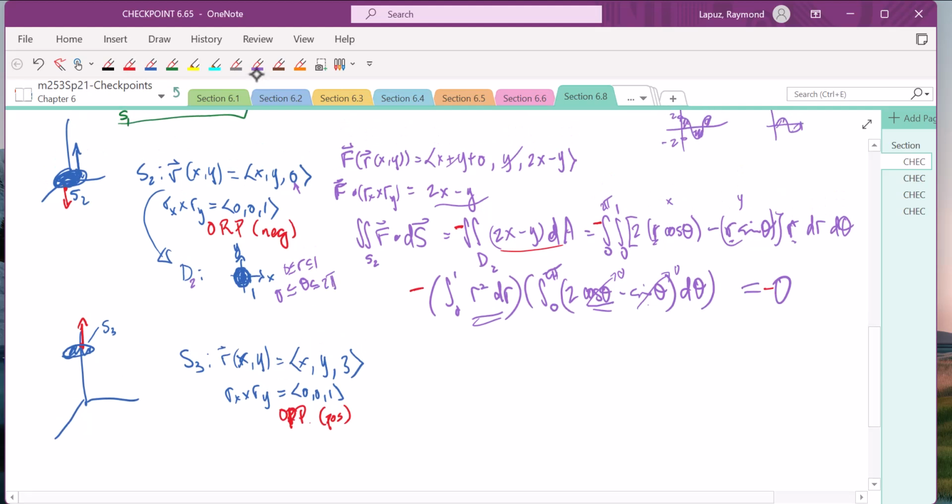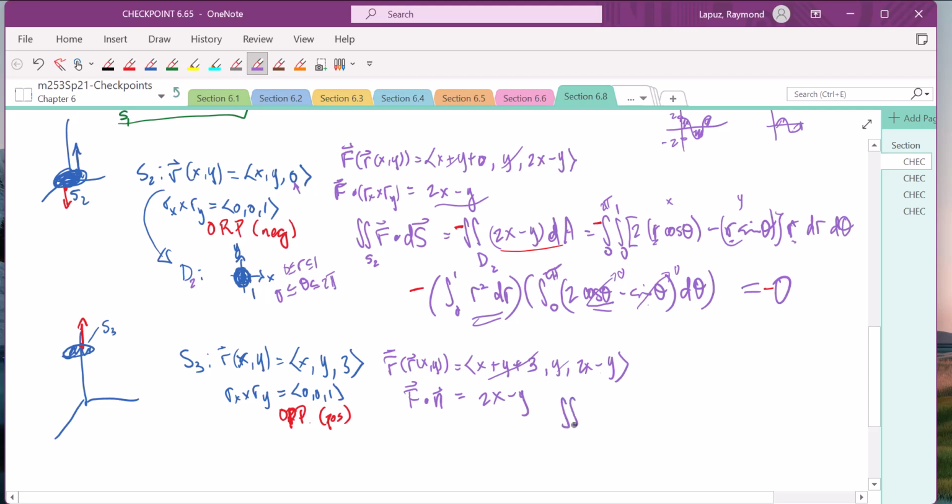And when we do this setup of F of r of x, y, it's going to be almost the same, x plus y plus z, which this time is 3 instead of 0 from before. Y is y, and 2x minus y will remain the same. And when we do the dot product, I'm going to put n here instead of saying r_x cross r_y. We get 0 again, and 0, and then you get 2x minus y. So that's going to give us the same thing.